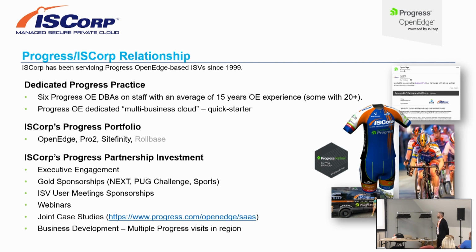Some of the ISCorp Progress partnership investment we're showing here: we've got executive engagement at the highest level in terms of Mike Weber. Gold sponsorship of the next PUG. We're off to Vegas for the next event. We do sports as well. So Mike Weber, owner, is a keen cyclist, and we've done some sports sponsorship. We've put a joint sports sponsorship with ourselves and Progress.